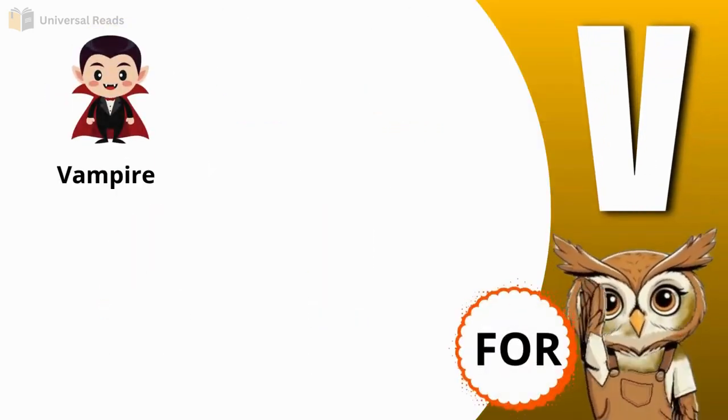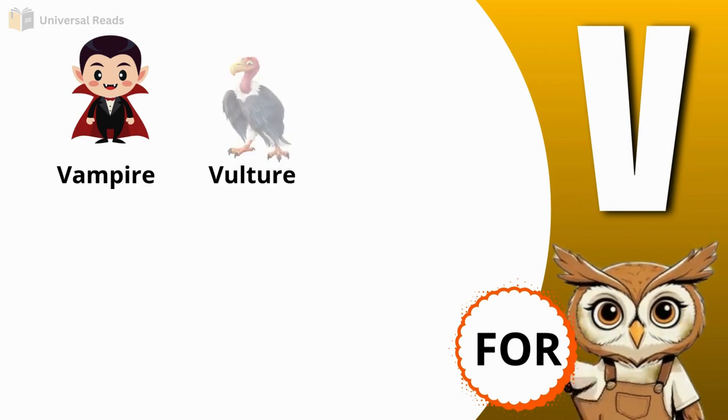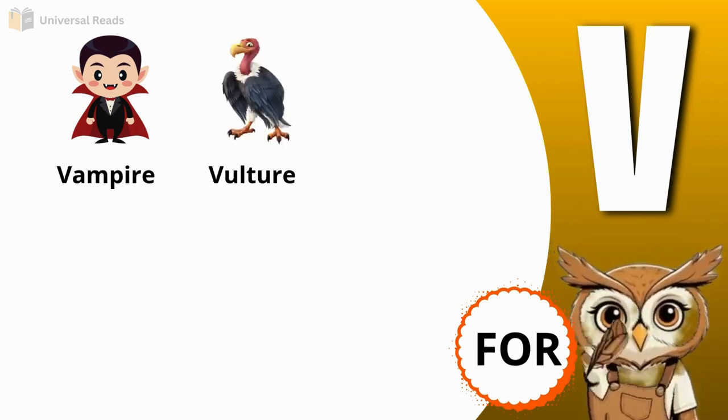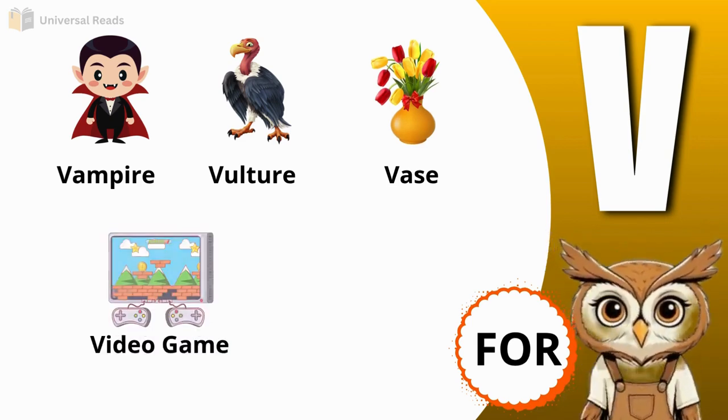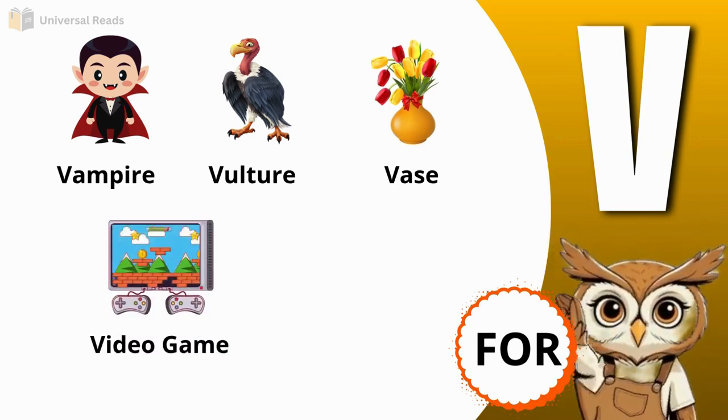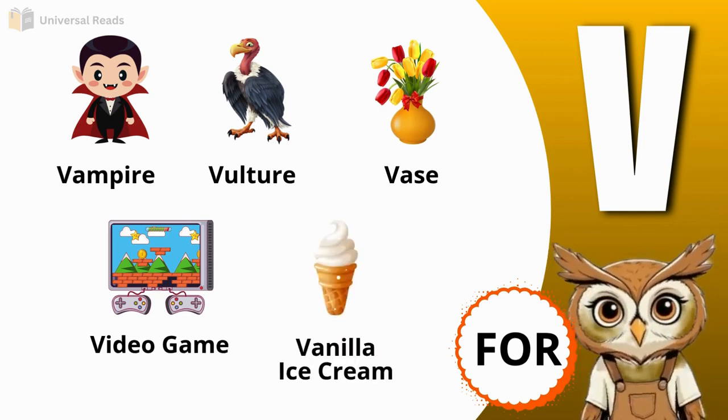V is for vampire. V is for vulture. V is for vase. V is for video game. V is for vanilla ice cream.